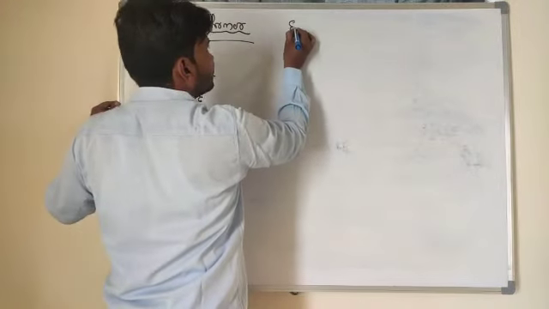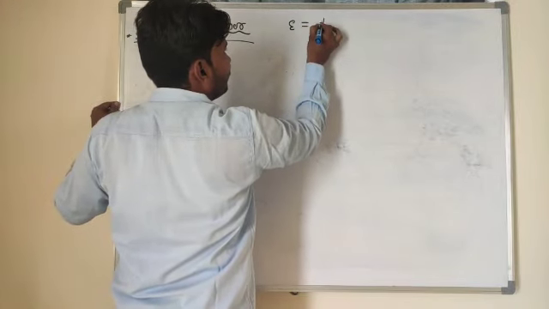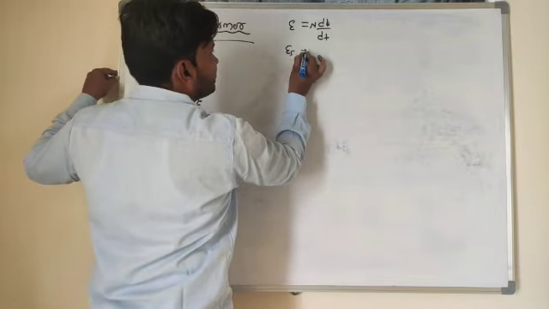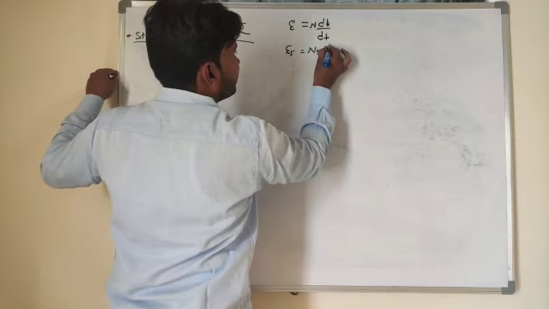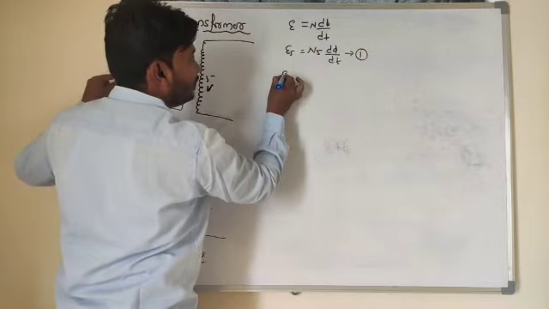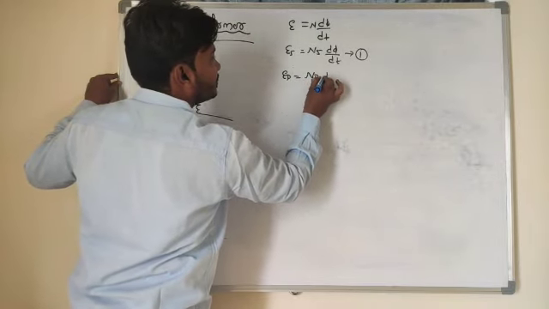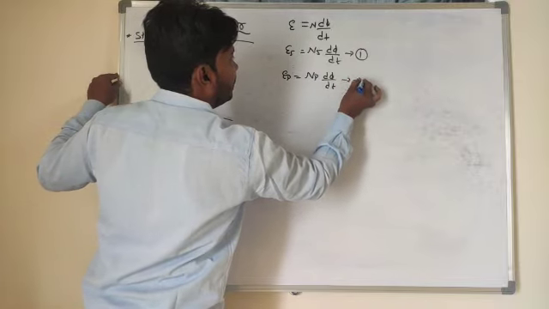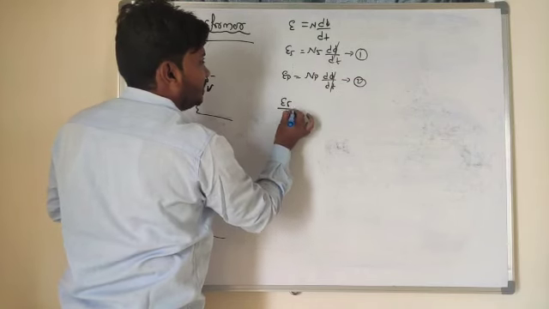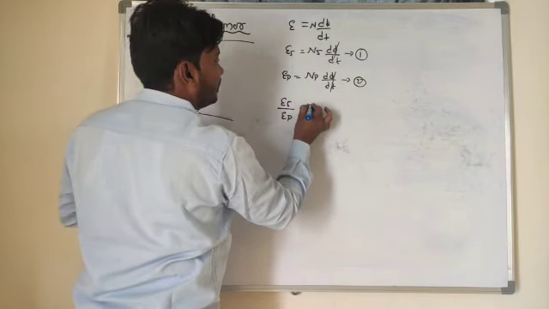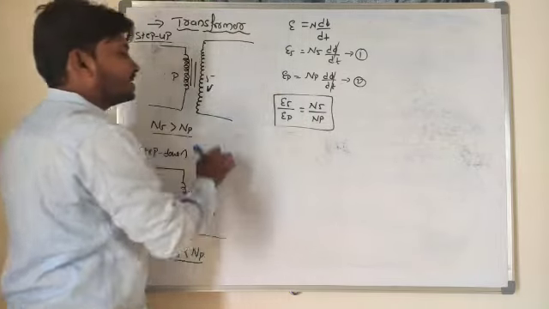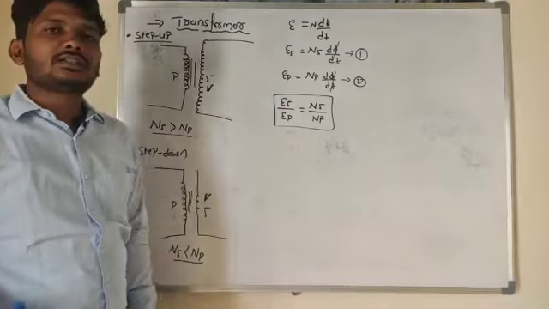So from Faraday's experiment, E is equal to minus N d phi by dt. The EMF in the secondary coil is equal to the number of turns in the secondary coil into d phi by dt, and the EMF in the primary coil is equal to the number of turns in the primary coil into d phi by dt. If I divide these two equations, the d phi by dt term will get cancelled out. E of S divided by E of P is equal to N of S divided by N of P. So as the number of turns increases, the EMF also increases.